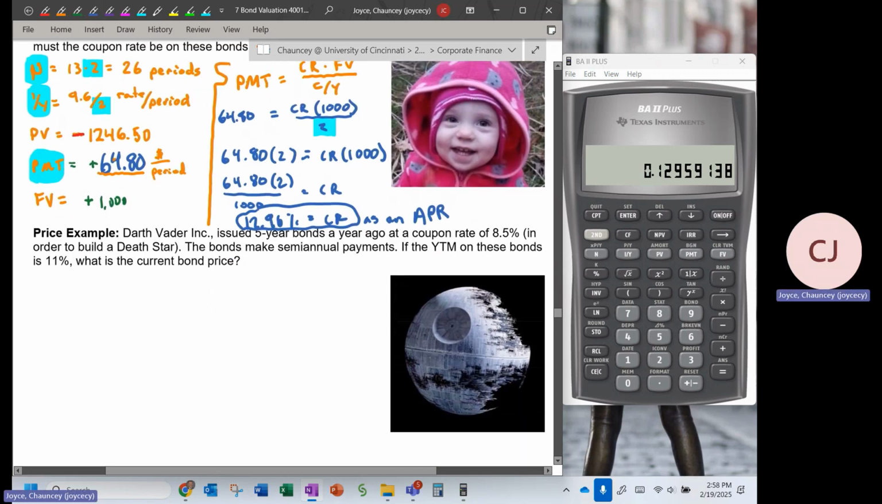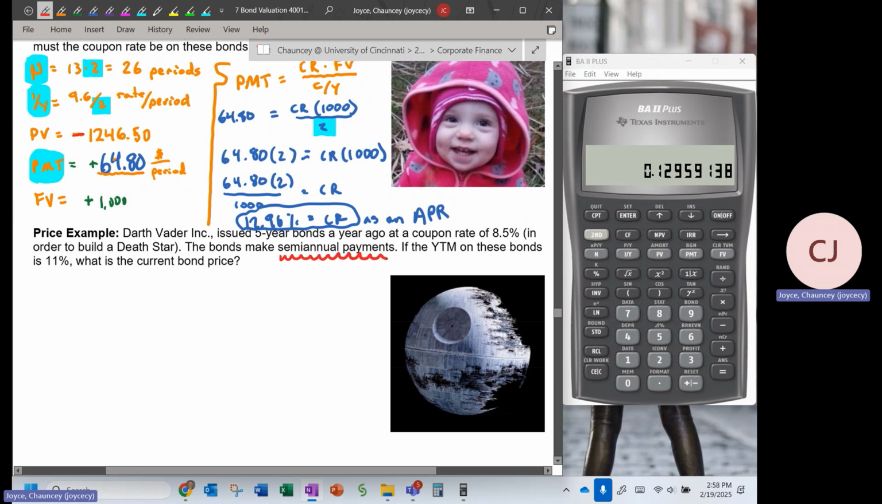Oh, I hope you don't help Darth Vader do this one. Darth Vader issued 5-year bonds a year ago at a coupon rate of 8.5 in order to build a Death Star. So Darth is not going to win Father of the Year, it looks like. The bonds make semi-annual payments. If the yield to maturity on these bonds is 11, what is the current bond price? Tricky, tricky.